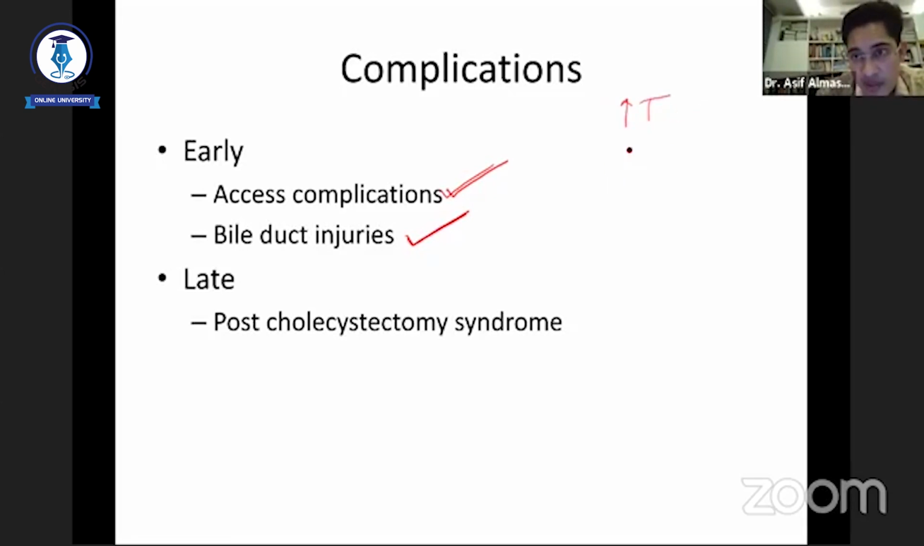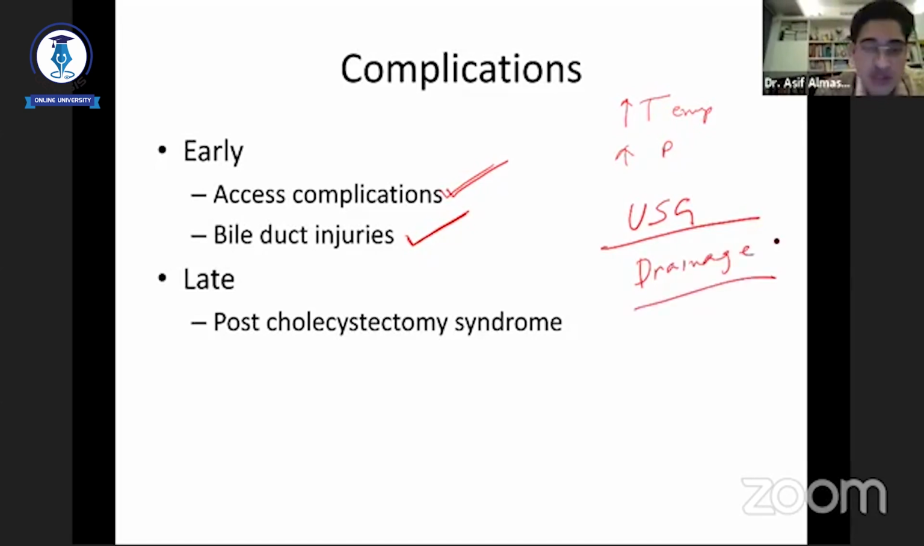The patient may have high pulse. The BP may be falling. In such a case, always think of an injury to any hollow structure, especially the bile duct, and probably there is a bile leak. Immediately go for an ultrasound. If you see that there is a collection over there, do an ultrasound guided drainage.